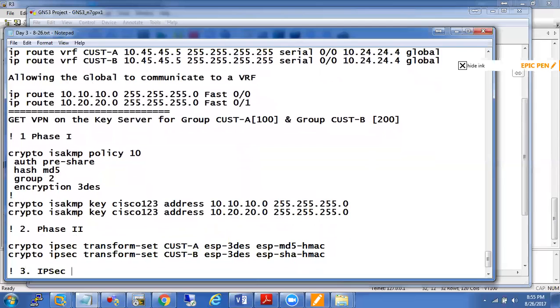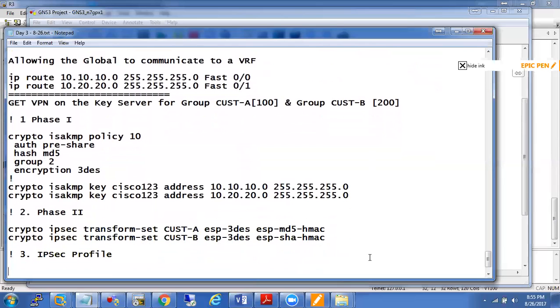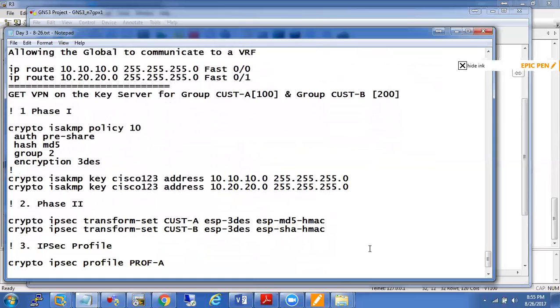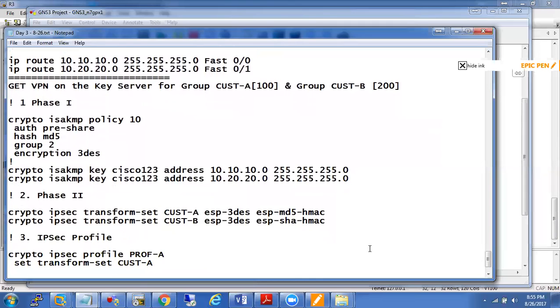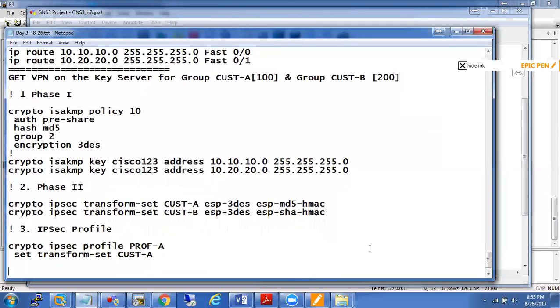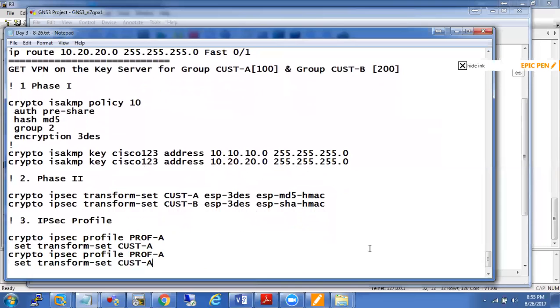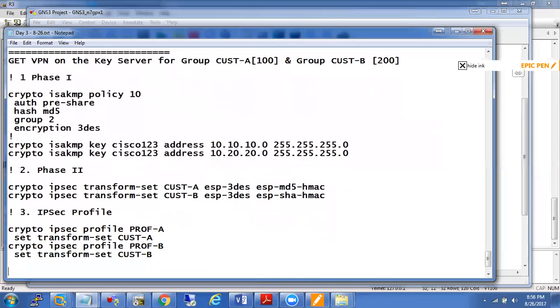Okay. Step 3, IPsec profile. Crypto IPsec profile prop A, set transform-set A, and the same for B. Good.